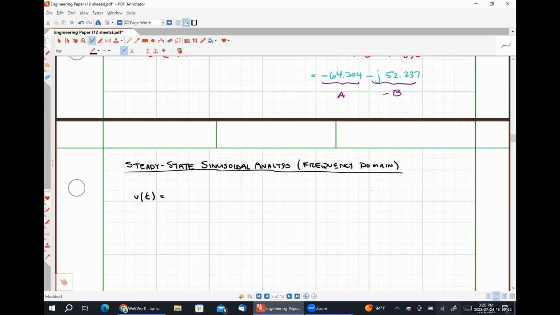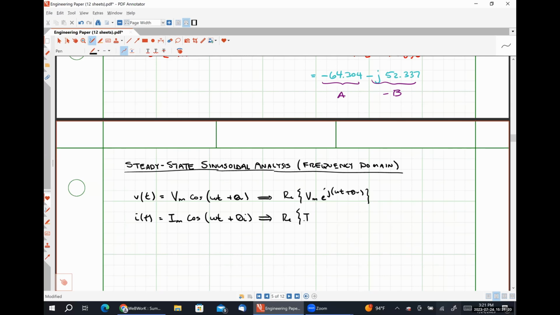We've seen that a voltage v of t of the form Vm cosine omega t plus theta v is the real part of the complex representation Vm e to the j omega t plus theta v. Similarly, the current i of t could be Im cosine omega t plus theta i, and this would be the real part of a complex representation Im e to the j omega t plus theta i.